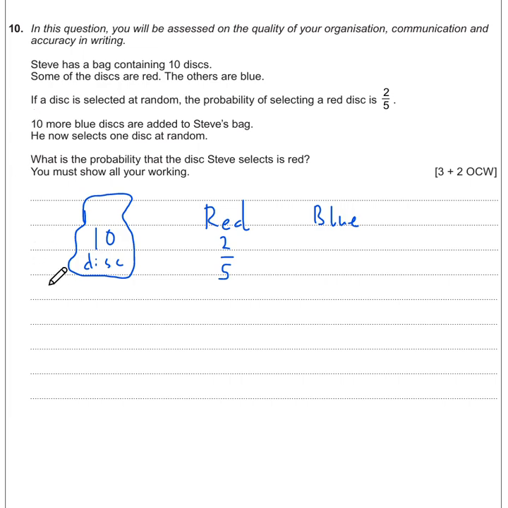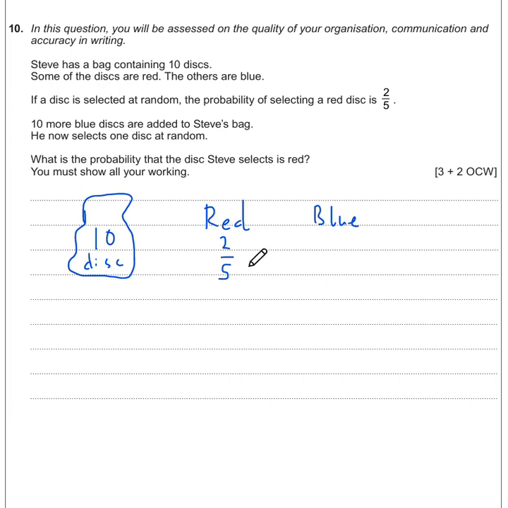10 more blue discs are added to Steve's bag. He now selects 1 disc at random. And what is the probability that the disc Steve selects is red? And we must show all our workings. Okay, so let's go back. We've got the bag containing the 10 discs.